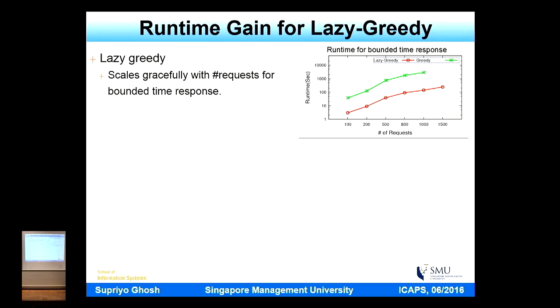So we have 3 sets of experimental results. In the first set of experimental results, we show the runtime comparison between the greedy and the lazy greedy approach. In this figure, in the x-axis we vary the number of requests, and in the y-axis we show the runtime in logarithmic scale. We can see that the greedy approach cannot solve the problem with more than 1000 requests within the cutoff time of 1 hour, while the lazy greedy approach can easily solve a problem with 1500 requests within 2 minutes. So it gives a huge computational gain.